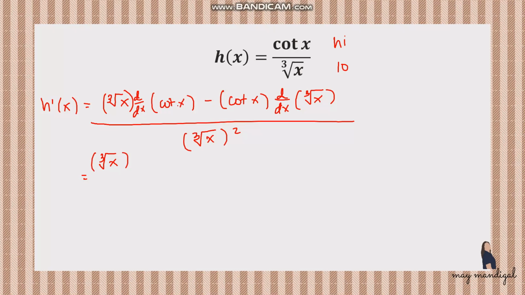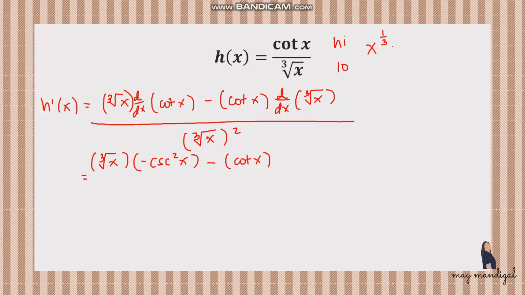Cube root of x. Then we have here cotangent of x, the derivative of that. The derivative of cotangent of x is negative cosecant squared of x. Minus, and then we have the cotangent of x. And then we have the cube root of x. So what's the derivative of the cube root of x? So this can be written into its exponential form, which is x raised to 1/3. Okay, so whatever the index is, that will be the denominator of the exponent. So we have x raised to 1/3.